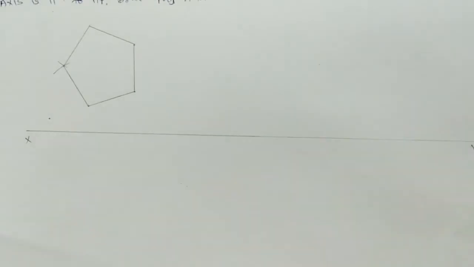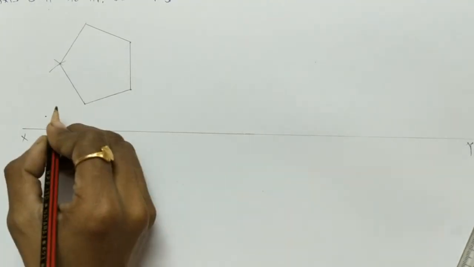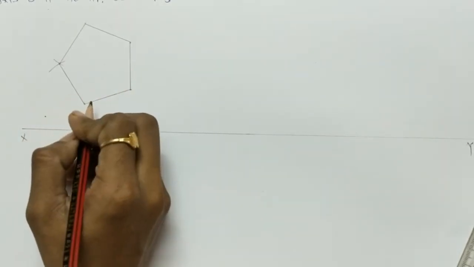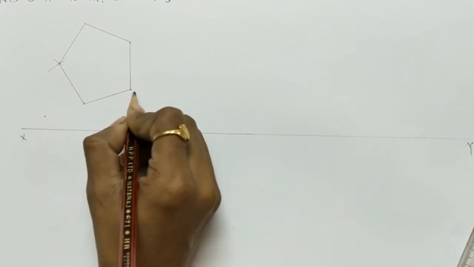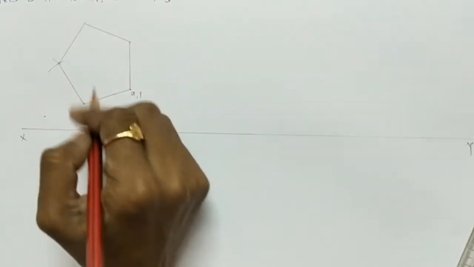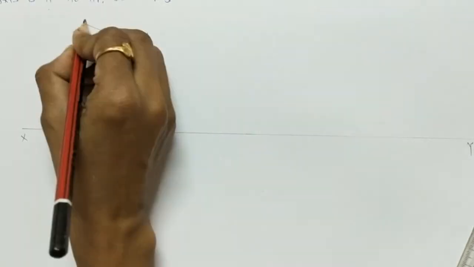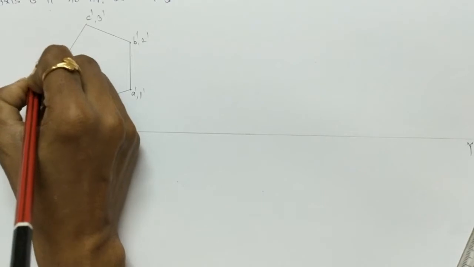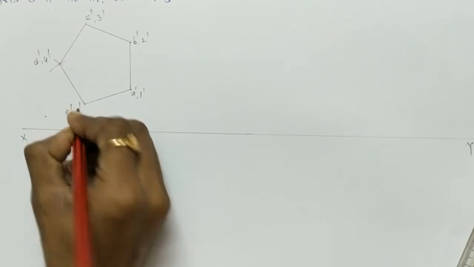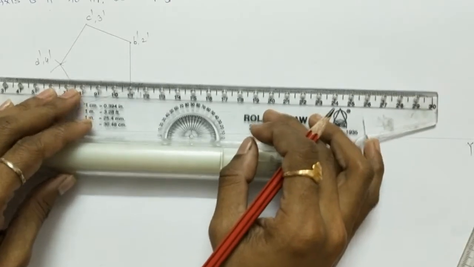So for the prism, give 2 points at each corner. Suppose I start from here: A1, but this is the front view, so we will give dashes. So a dash 1 dash, b dash 2 dash, c dash 3 dash, d dash 4 dash, and e dash 5 dash. Now we will draw the center point or axis.